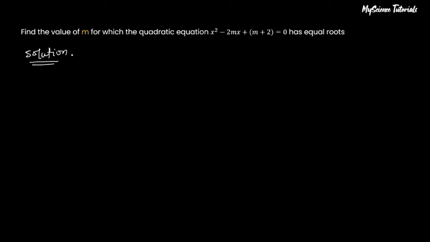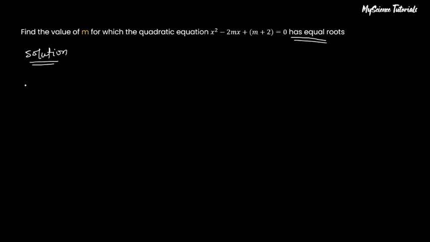Before we start solving, let's analyze the question that we have. So we have been told to find the value of m for which the quadratic equation this has equal roots. The key word over here is what? Equal roots. Now remember, if we say equal roots, it means that the discriminant should be equated to 0.